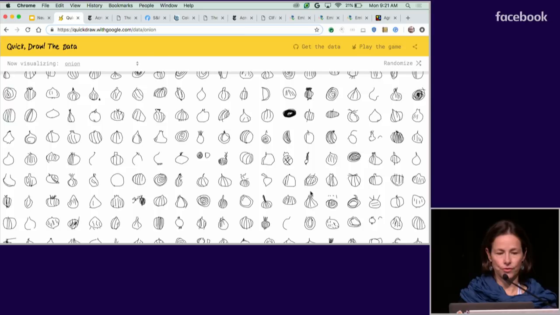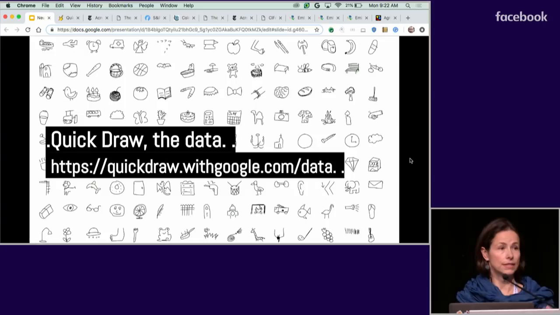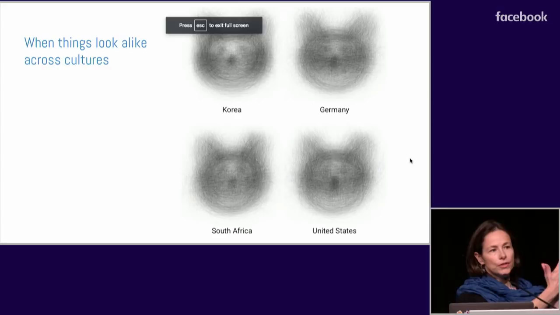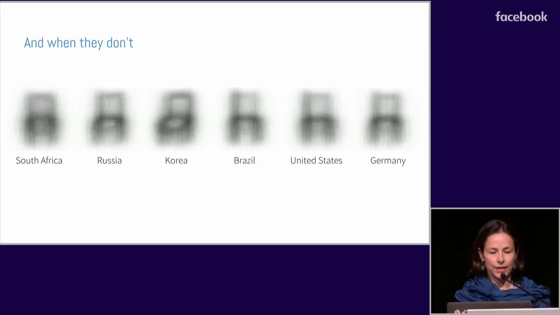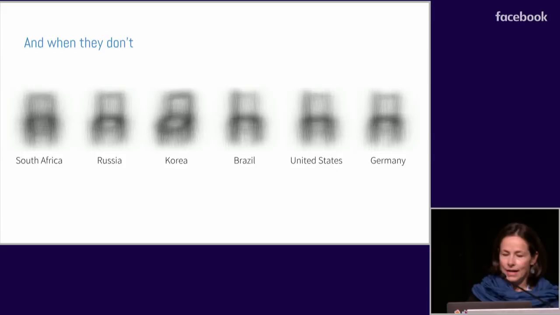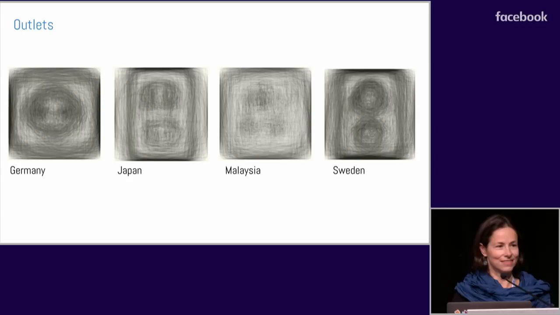But one of the things that this allowed the team to do, and other people outside of the team started doing this too because they open sourced, is do some data analysis of the training data. So things like, if you could overlay all of the cats that people from different countries have drawn, you get things like these, and you can get a sense that people draw cats very, very similarly across the globe. That's great. Turns out that that's not true for everything. Turns out that chairs, for instance, are drawn very differently in Korea than in Brazil, where I'm from. So I'm like, who knew that? This one I find really interesting, outlets, and it's just very illustrative of where people are coming from.